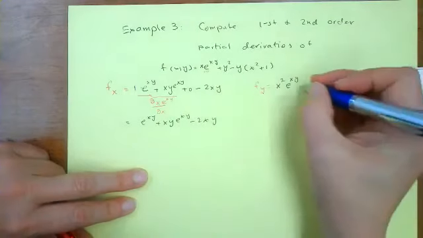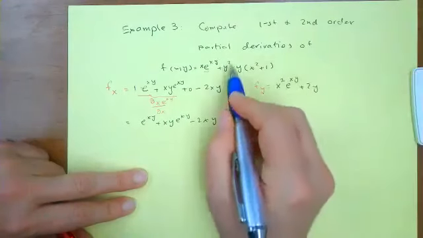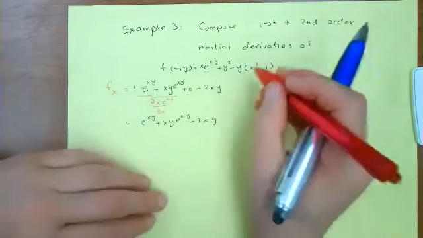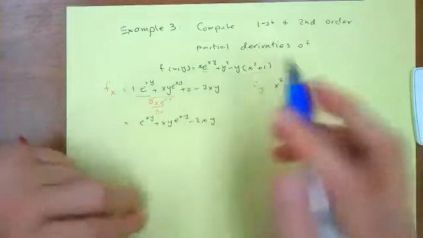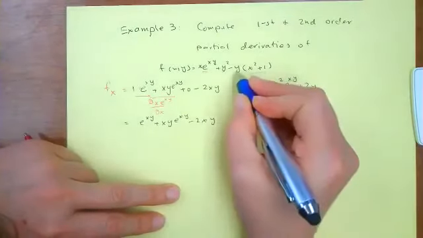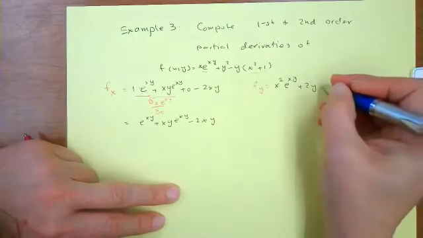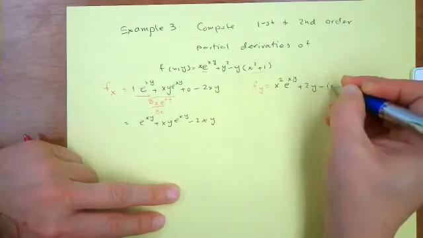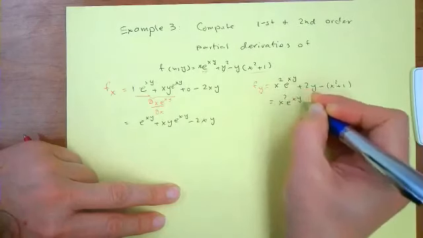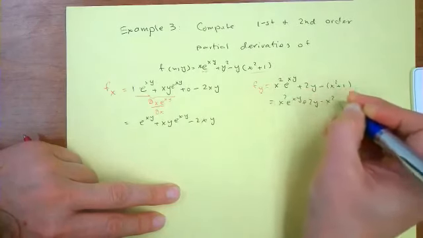Then derivative of y squared is 2y. Derivative of the last term, the quantity x squared plus 1 is going to be a constant term times y. So I get minus x squared plus 1. And if I clean it up, I will get this value.